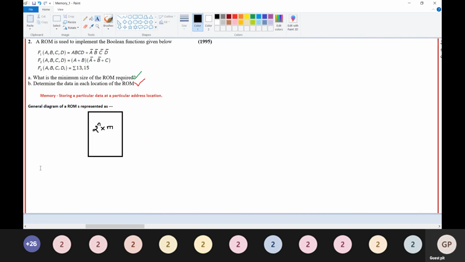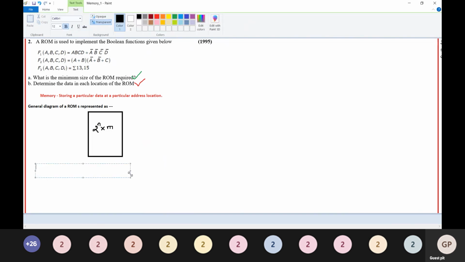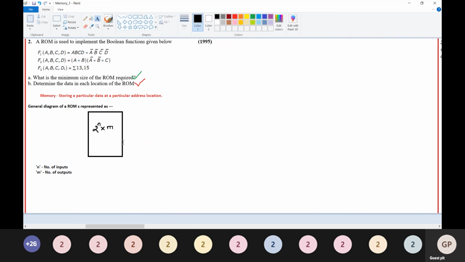So what is n and what is m? n is nothing but the number of inputs, and m is nothing but the number of outputs. So it can be represented in the diagram like this.